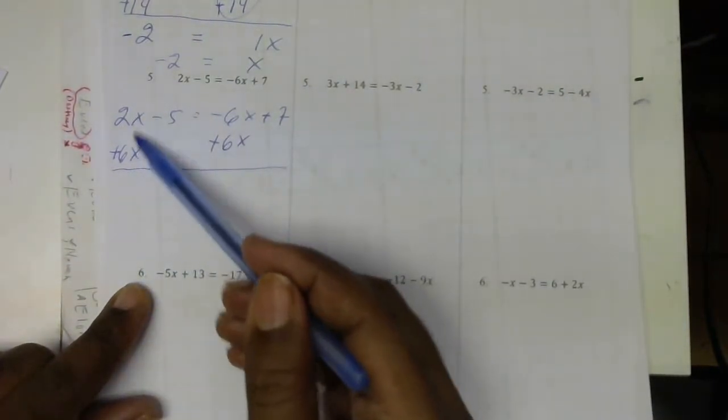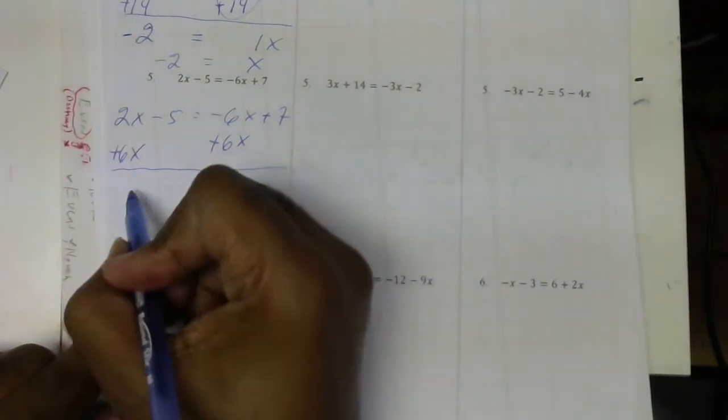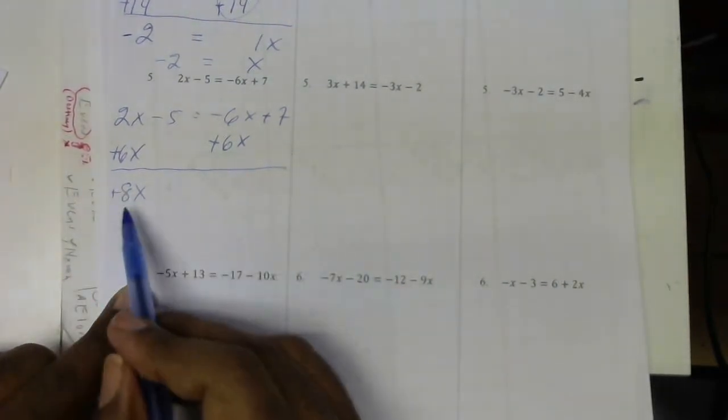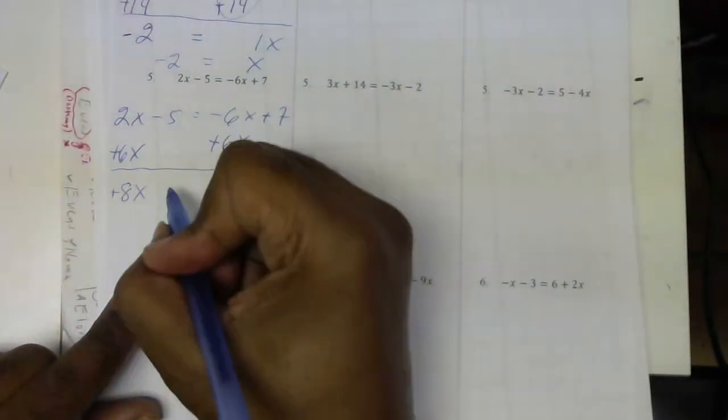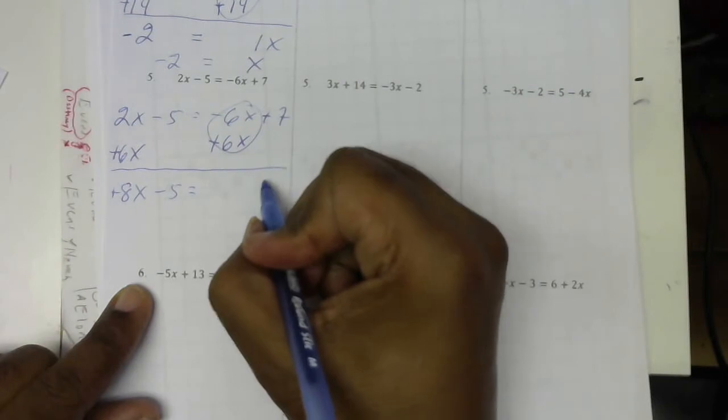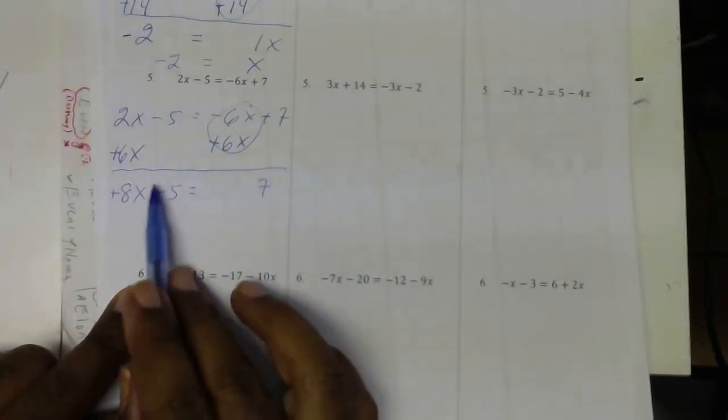So these two are same sign, so they add. So we get 8 x's. The bigger sign wins, which is a positive right here. So just put in plus there just to let you know that it is positive. The negative 5 comes down. The equals comes down. But these two, they cancel out. The 7 does come down. So 7 is here. Now, this is a left side problem.